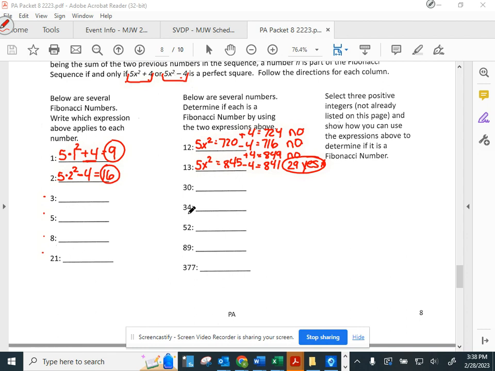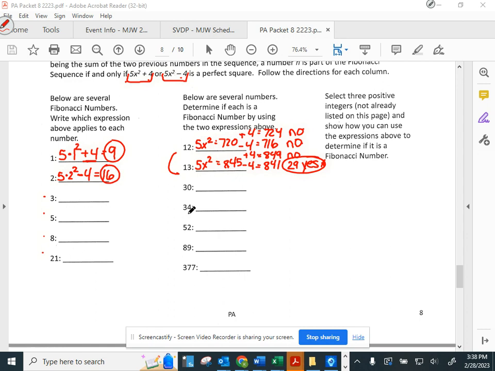In our last column, it says select 3 positive integers not already listed on this page and show how you can use the expressions above to determine if it is a Fibonacci number. You can use small numbers, you could use big numbers, but you're going to want to show what it is adding and subtracting by the 4 and telling if it is or is not a Fibonacci number.